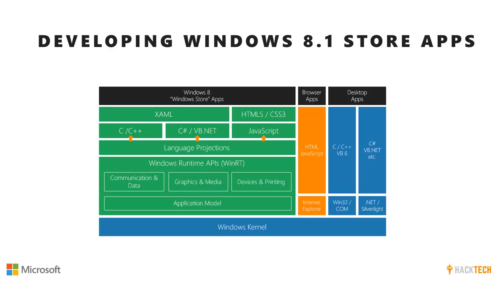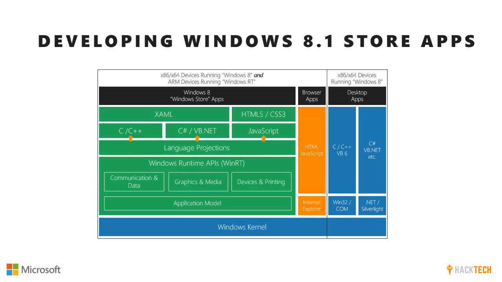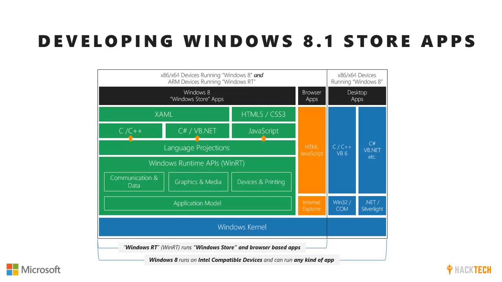Now, if you're thinking about creating a desktop app, you can. It's just that those apps will only run on Intel devices. You can't run desktop apps on an ARM processor. However, all the other apps run on full Intel devices, and then the store apps and browser apps run on ARM processors, right? So if you have an ARM processor, you can just do store apps and browser apps, not desktop apps. That also means that there's two different versions of the OS. Windows 8 runs on Intel devices and can run any kind of app, store apps, browser apps, desktop apps, whatever. Windows RT runs on ARM processors and can only run store apps and browser-based apps. So hopefully that clears that up.